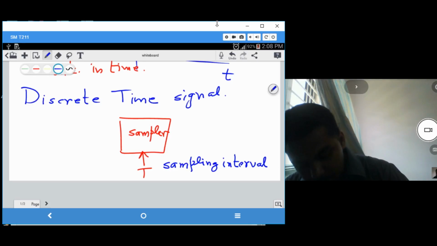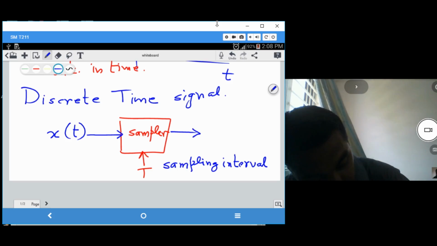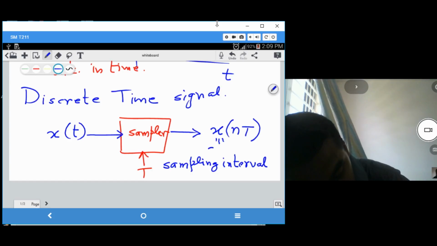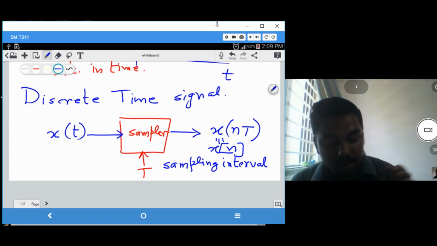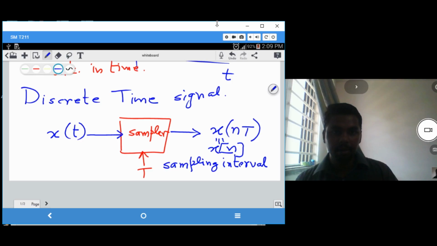The input to this is our continuous time signal x of t, and the output is x of nT, where T is the sampling interval, or sometimes this is equivalently represented as just x of n, with n within square brackets. So with that brief introduction into the definitions of signals and systems and the different classes of signals and systems that we can have, we'll end the demo session, demo lecture.